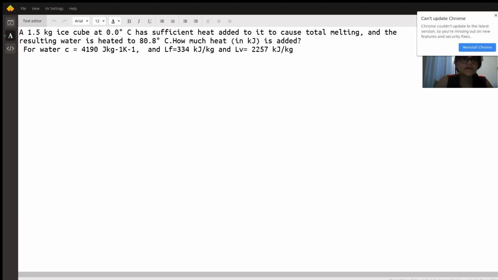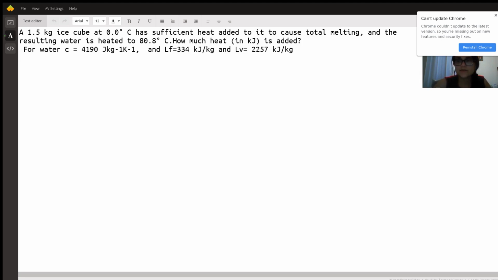A 1.5 kilogram ice cube at 0 degrees Celsius has sufficient heat added to it to cause total melting, and the resulting water is heated to 80.8 degrees Celsius. How much heat in kilojoules is added?